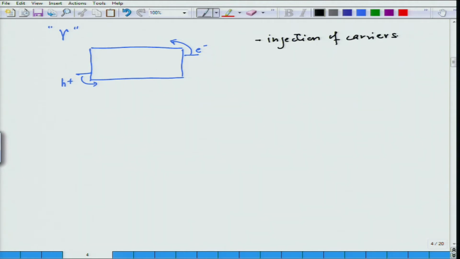Now, in order for efficient injection, it is necessary that this contact must be ohmic. The contact is going to be ohmic when the difference between the LUMO and the work function of the metal, or in this case HOMO and the work function of the anode, is small. So, this difference is what we call the barrier to injection. So, the barrier to carrier injection has to be small.